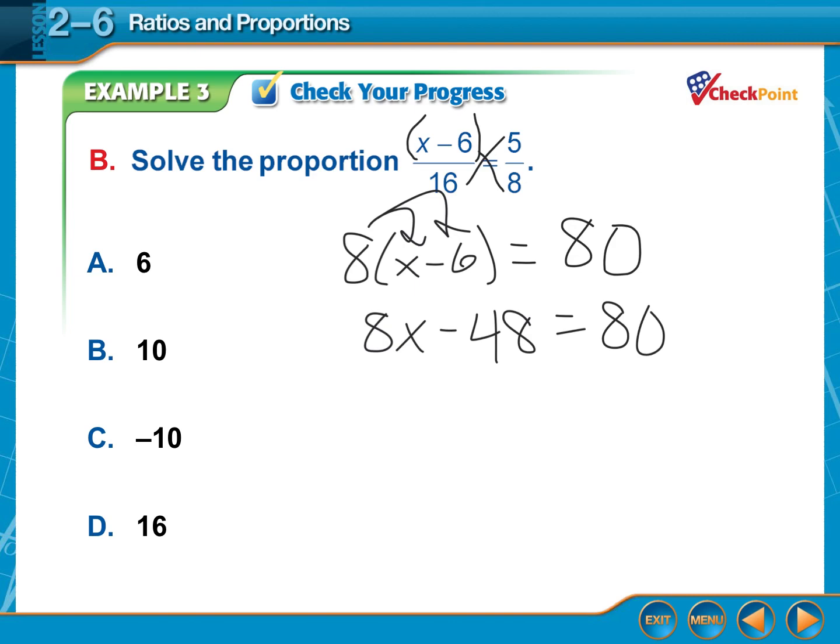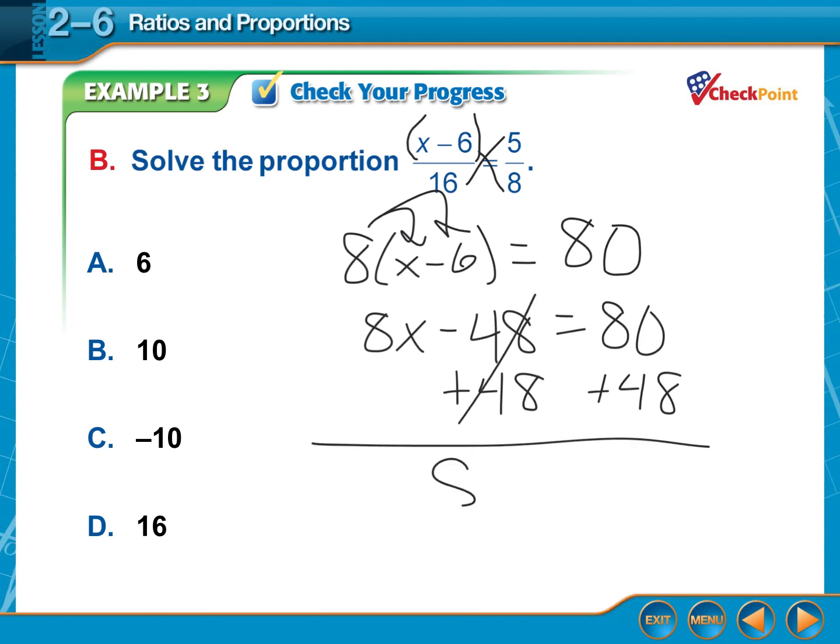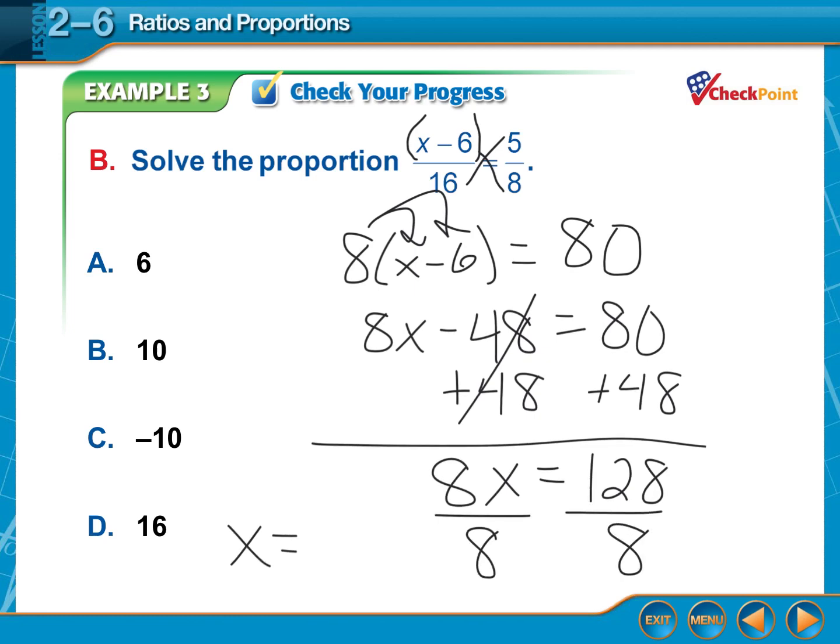Next step, plus 48. What's 80 plus 48? 128. Last step, divide by 8 on both sides. X equals 16. So when you have quantities, put parentheses around them, and you have to distribute first.